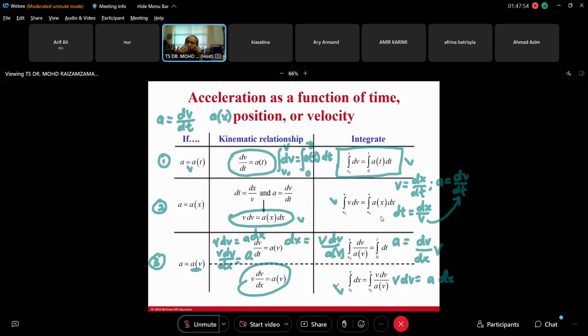So you have to rearrange so that it is v and v, x and x, t and t, right? That's the idea. So clear, class? I hope you are very clear on how to solve problems when given A as a function of t, or we might give you A as a function of x, or A as a function of velocity. Clear, class, on these three?